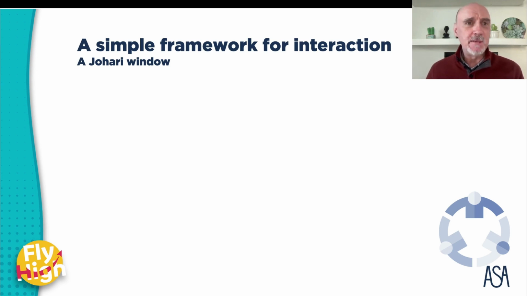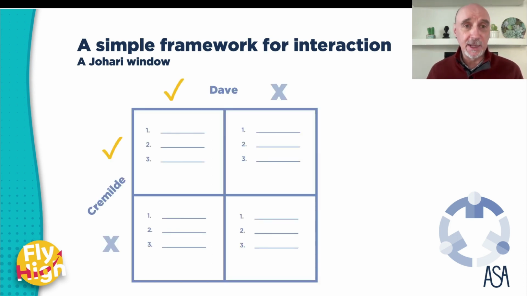If anyone has been to one of my training sessions before, you may well have seen one of these. It's one of my favorite activities. It's called a Johari Window. It looks like this on paper. Johari is the name of the two psychologists who invented it, combined. I think one was called John and the other was called Harrison. They put their names together to make Johari.